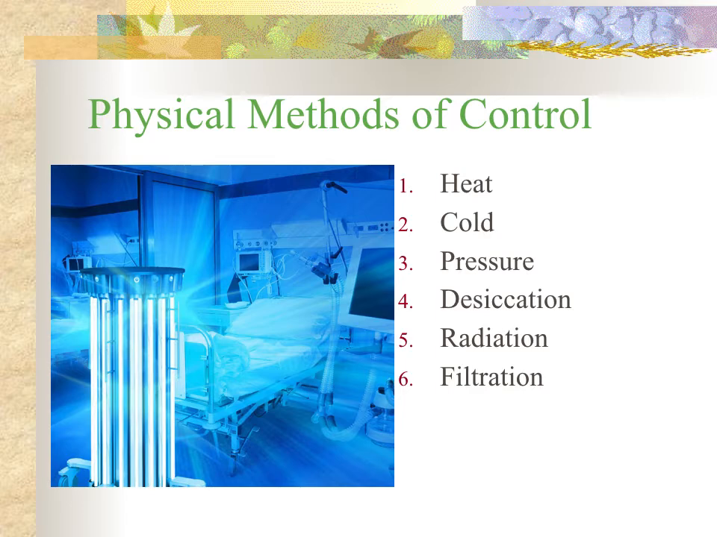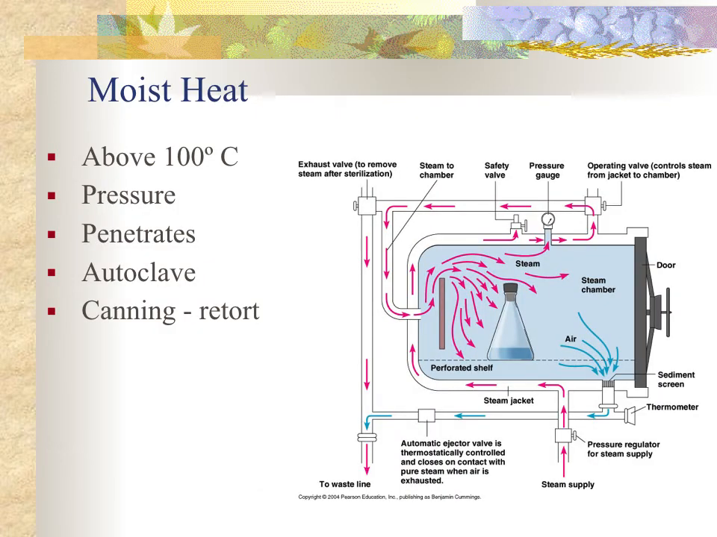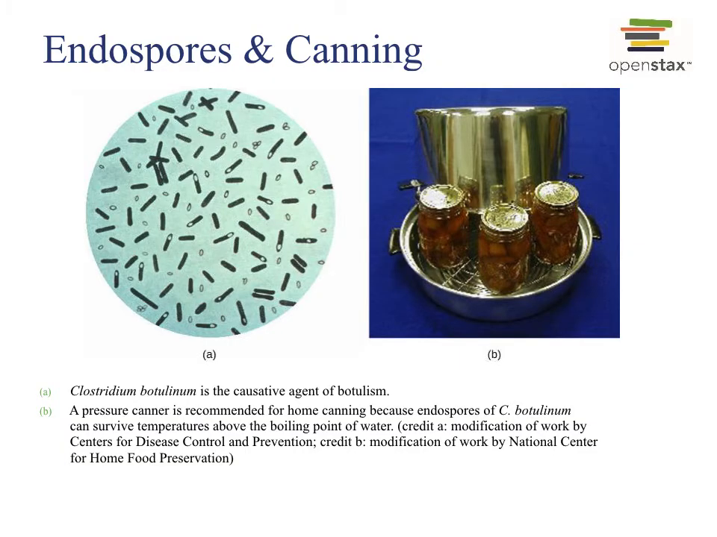Okay, so we're going to start with these physical methods of control, and probably the most commonly used methods are heat. We use particularly moist heat, like steam, steam under pressure, above the temperature of boiling, and we do this because it penetrates well. In the microbe lab, this might be an autoclave, which we use to sterilize our media or to get rid of our wastes. Or in food, we use moist heat in canning. And so we again use pressure and moist heat, and that can kill most organisms.